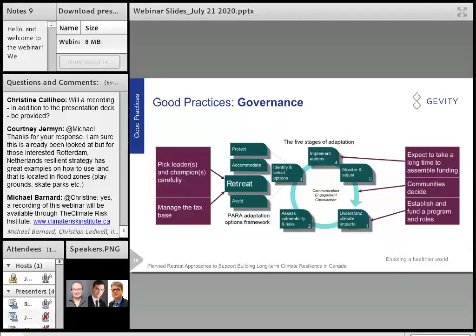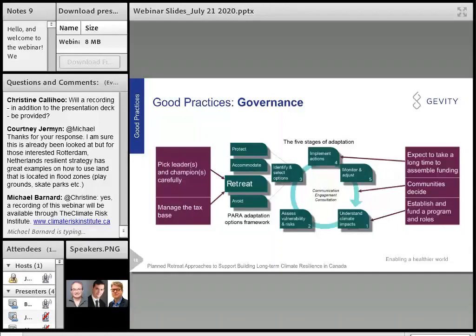On the right-hand side, coming back to the tax base, I think the good practice here is really to offer support to people who are considering planned retreat or accepting buyout offers. Support them to help remain in that community to maintain the tax base.